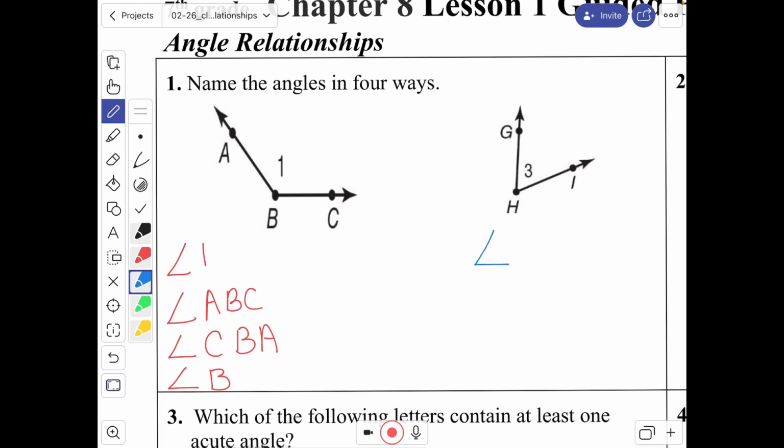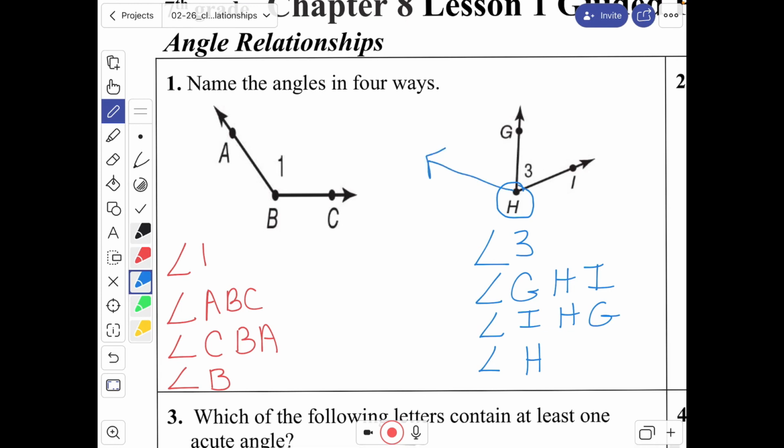So what would this one be? Angle 3, angle GHI, angle IHG, or just angle H, since there's not but one angle there. Remember, you can't name it by that if there are other rays, because we would be confused as to which one you're talking about.